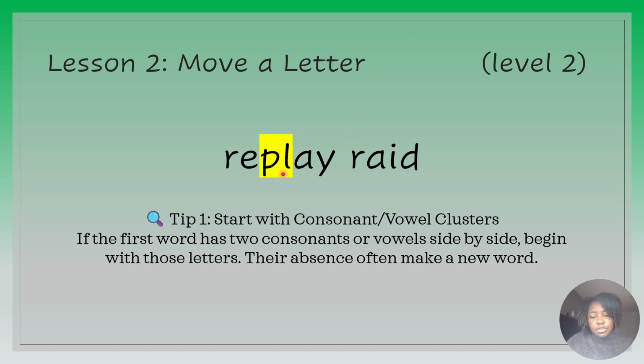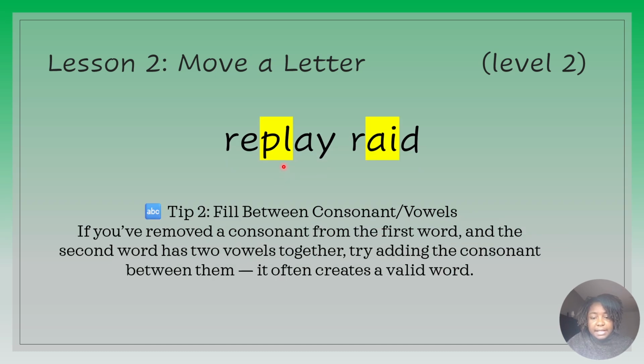Okay, let's take these two words, for example. These were the two first questions, replay and raid. Replay has two consonants in between. If I start here and I remove P from replay, I have relay left. That's a valid word. If I remove L from replay, I also have another valid word, repay.